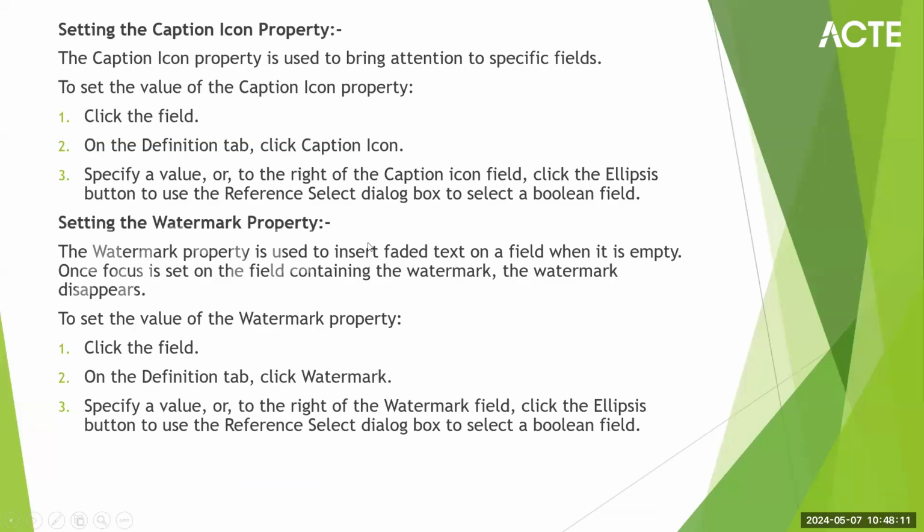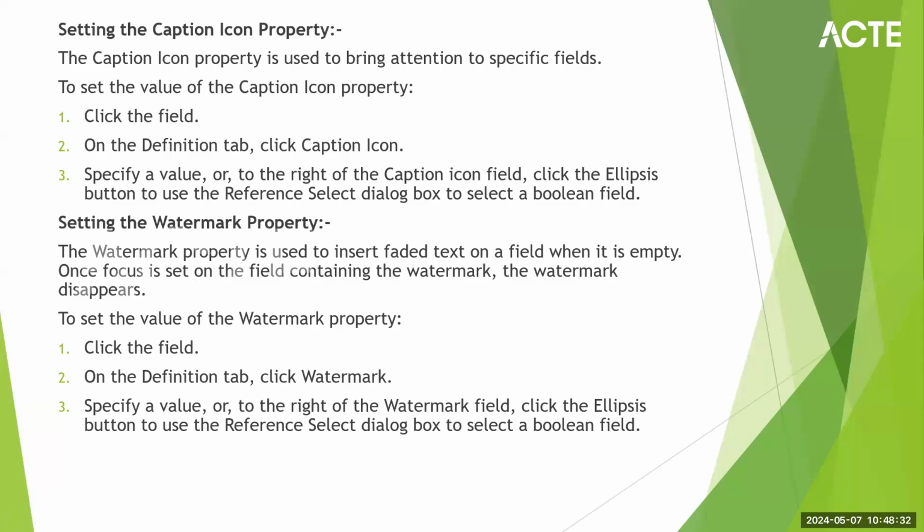The caption icon property is used to bring attention to specific fields. To set the value of the caption icon property, click on the field on the definition tab, click caption icon, and specify a value or map the respective field which already exists in the manuscript.